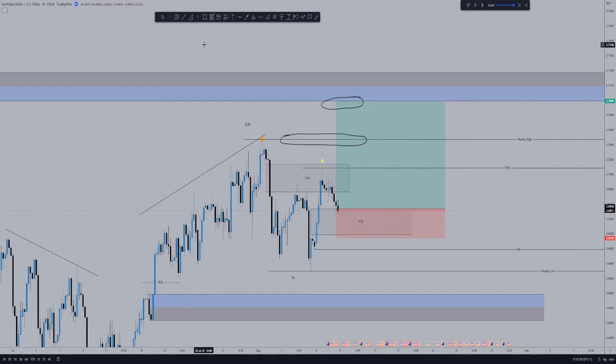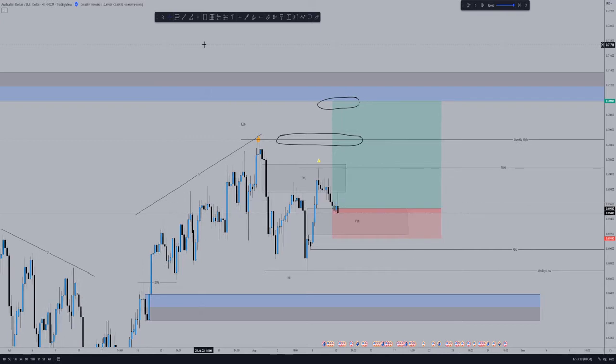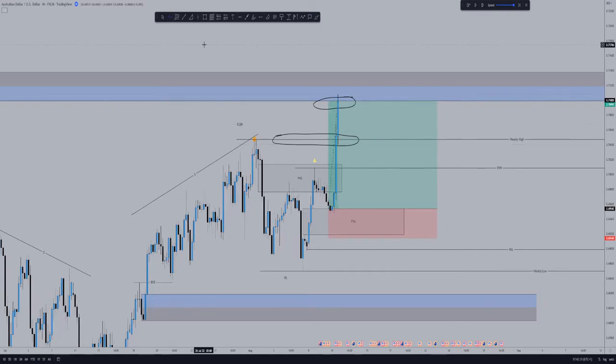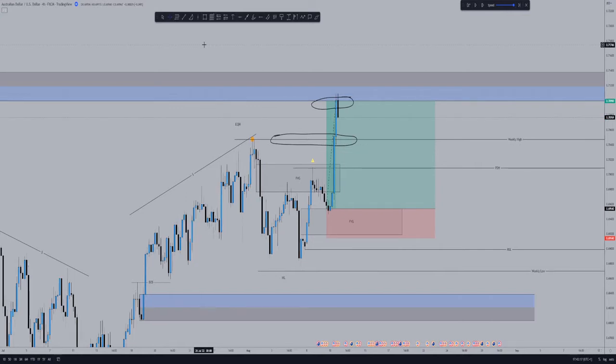We have a little bit of drawdown there, then bullish engulfing, and just like that, TP hit. So that would have been a 28-hour long trade, so just over a day, and you would have hit TP for a 1 to 3.62.